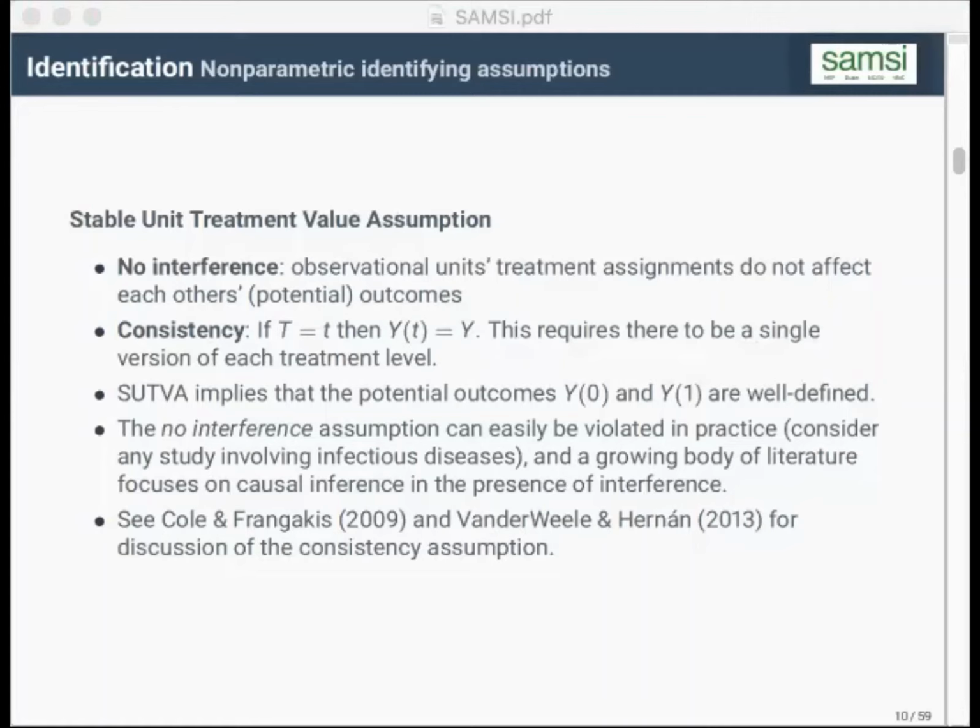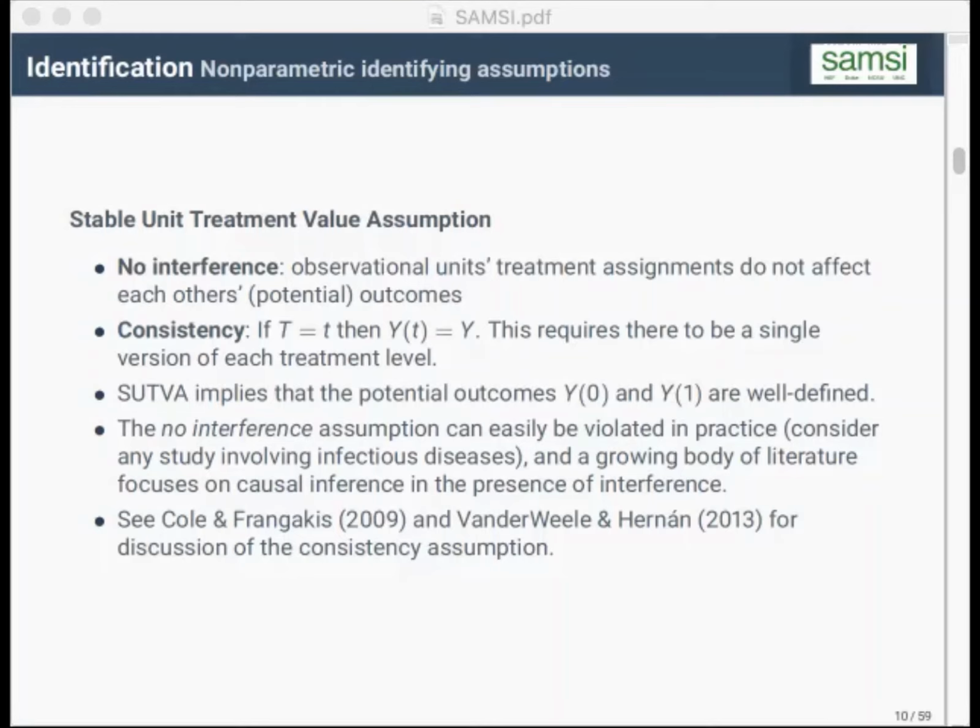So now we'll talk about some of the assumptions that are very commonly made in order to identify causal estimands from observational data. And these are all non-parametric assumptions. First is SUTVA, or the stable unit treatment value assumption. This actually comprises a few separate assumptions, but is often just listed as SUTVA.